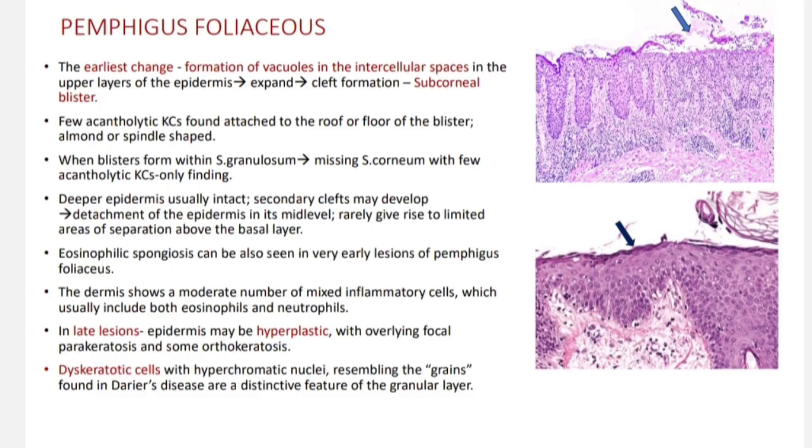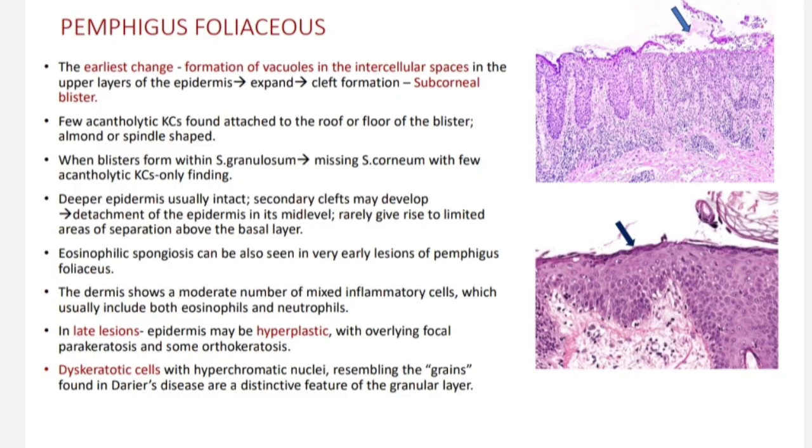The blisters can also form within stratum granulosum, and in this case, sometimes a missing stratum corneum with few acantholytic keratinocytes may be the only finding. The deeper epidermis is usually intact, but secondary clefts may develop in the deeper epidermis also, and this may lead to detachment of epidermis in the mid-level, and rarely it can go up to the suprabasal layer. Then eosinophilic spongiosis can also be seen in very early lesions of pemphigus foliaceus.